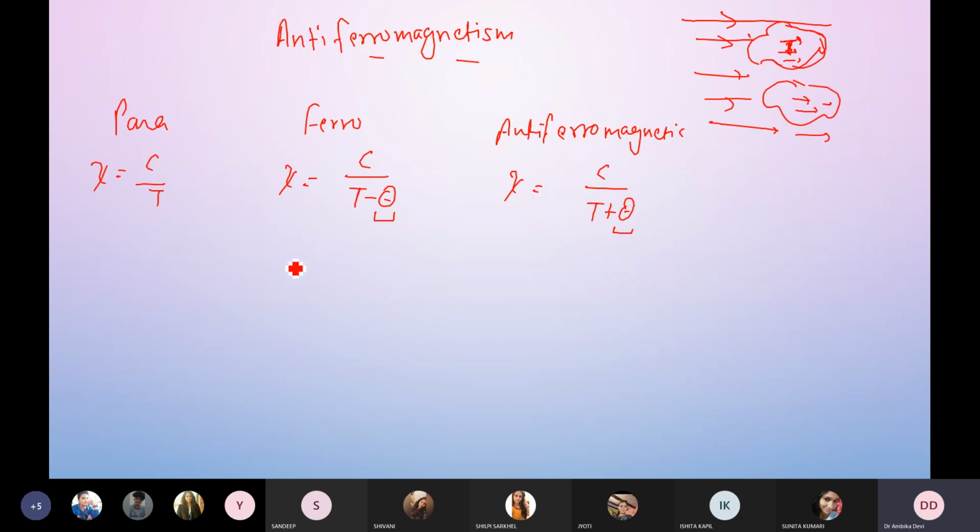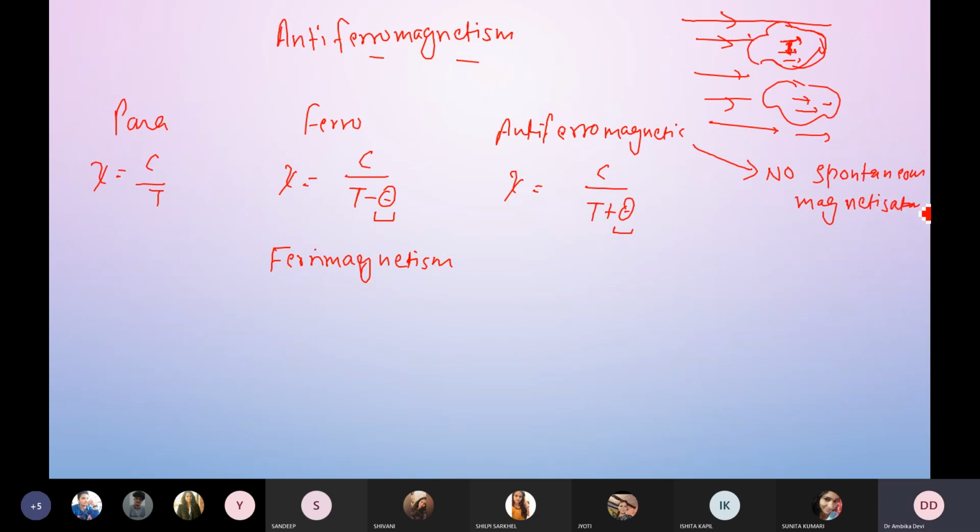Then similarly, there is one more category which is known as ferrimagnetism. Ferrimagnetism is again a special case of antiferromagnetism. In antiferromagnetism, the magnetic moments of the substances are equal and opposite, and net spontaneous magnetization is zero. There is no spontaneous magnetization in antiferromagnetic materials.